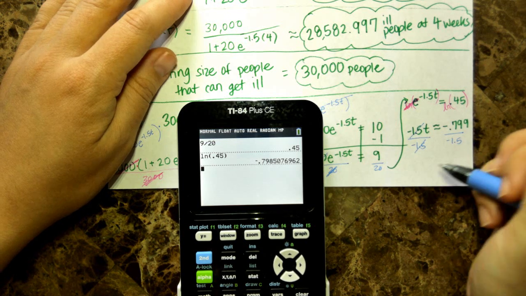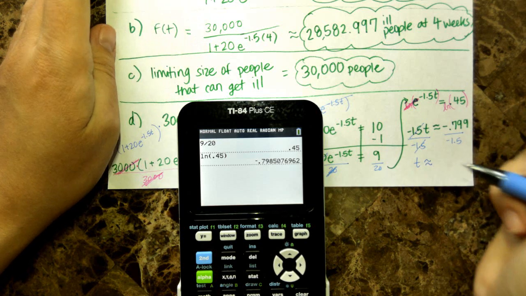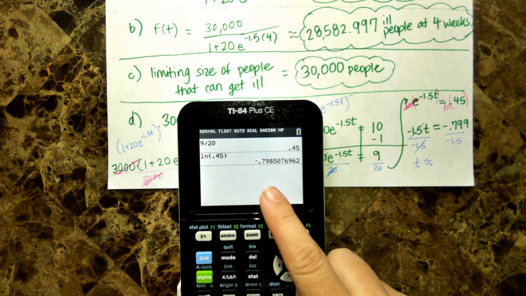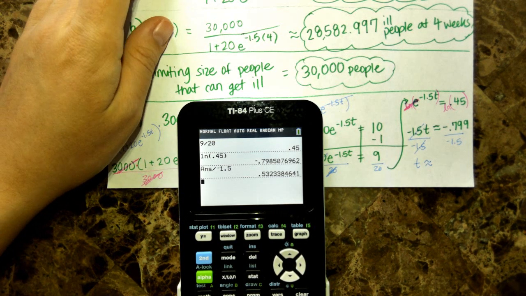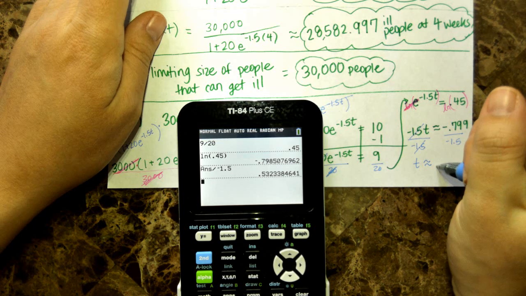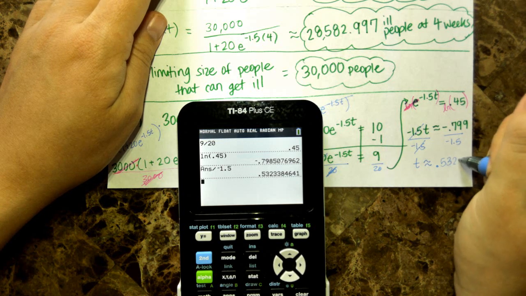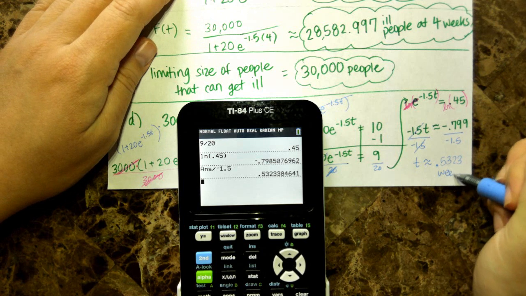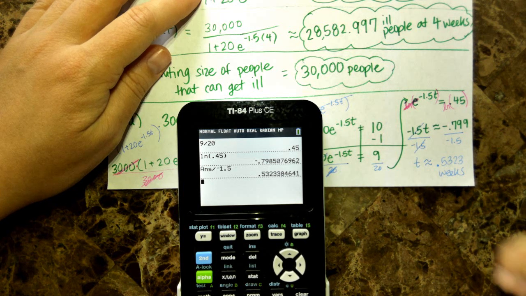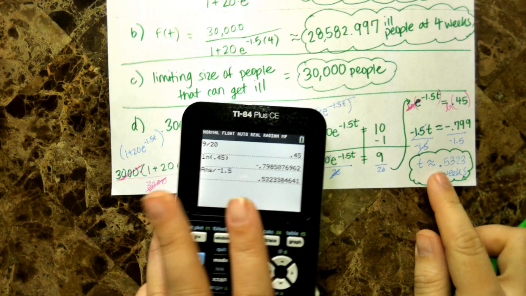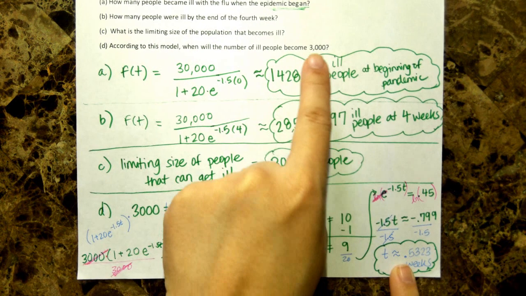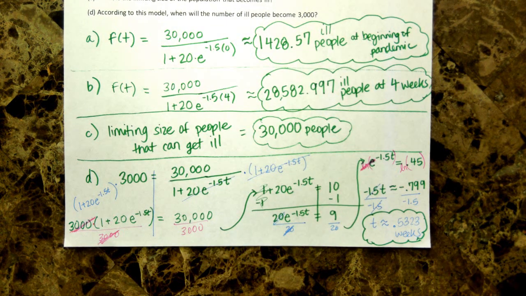And those cancel out with each other, and t is approximately negative 0.798 divided by negative 1.5, and I got 0.5323. And remember, t is given to us in weeks. So basically what this says is that just a little over half of a week, that's when 3,000 people will be sick already. It's just after half of a week, or 0.5 weeks. That's how long it's going to take for 3,000 people to get sick with the flu.